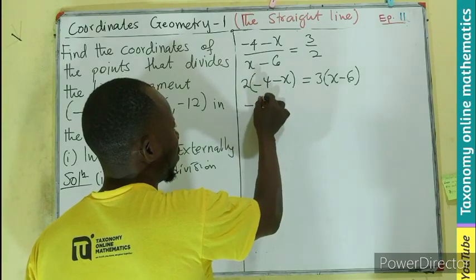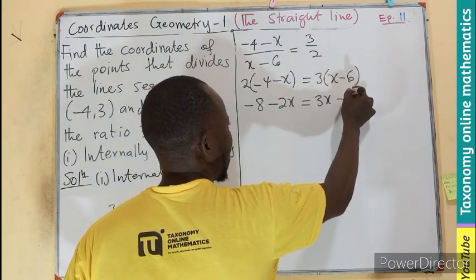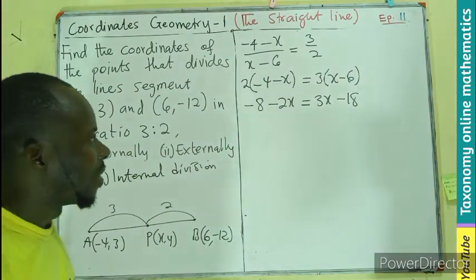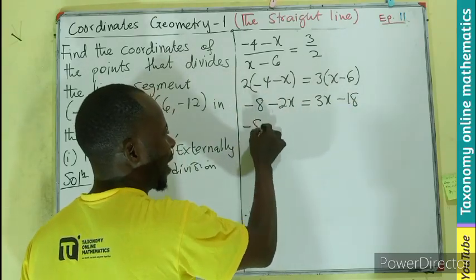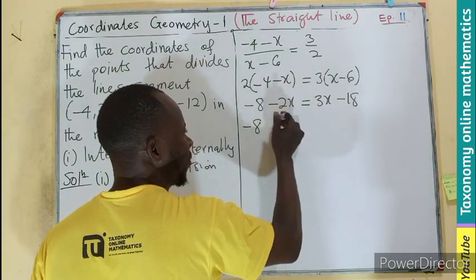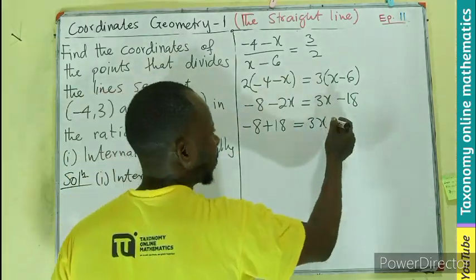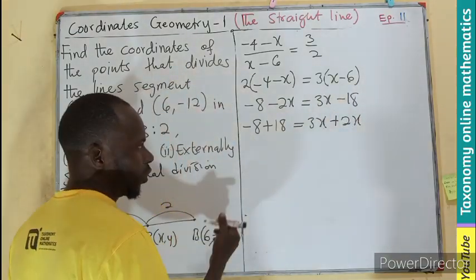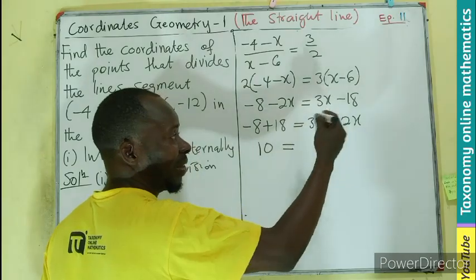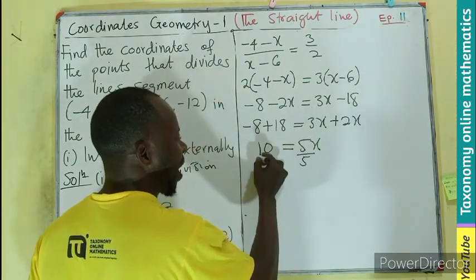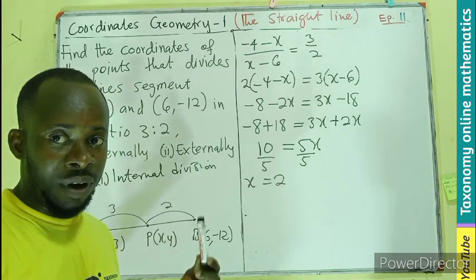We can expand from here, right? So 2 times minus 4 is minus 8. 2 times X, 2X. 3 times X, 3X. 3 times 6, 18. We can group items, right? Let's put all the X together. Let's send the 2X to the other side, bring the 18 here. So minus 8, we are adding 18 to both sides, so plus 18 equals 3X. Then we add 2X to both sides. Minus 8 plus 18 will give you positive 10, equals 2X plus 3X gives us 5X. Divided by 5, X will be giving us 2. You remember from that episode the X coordinate was 2 for the internal division.